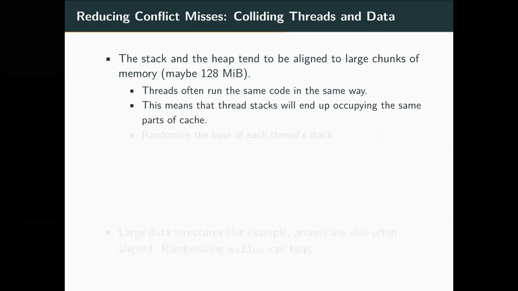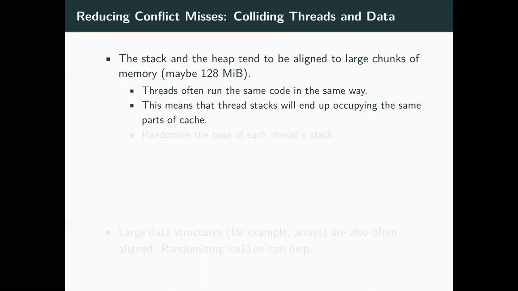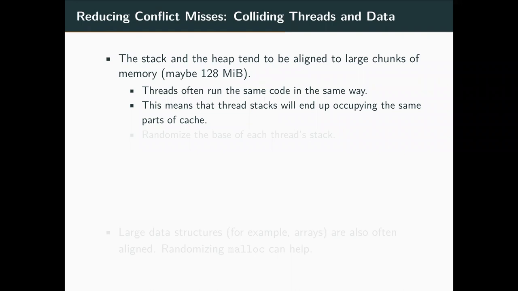And if your threads are doing the same thing, same memory access patterns at the same time, hitting the same cache, they're going to end up occupying the same areas of your cache, which means you're going to have a bunch of conflict between these threads. This thread wants to store something in set zero. This thread wants to store something in set zero. And then the first thread comes back and it's gone. The data that they wanted was gone.